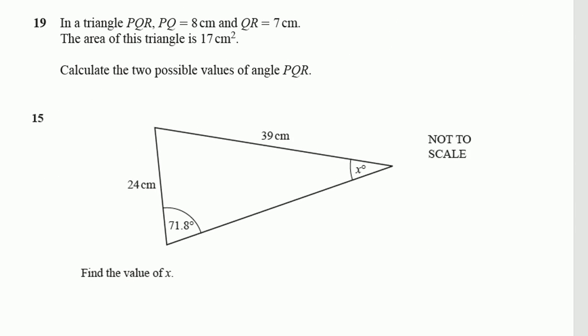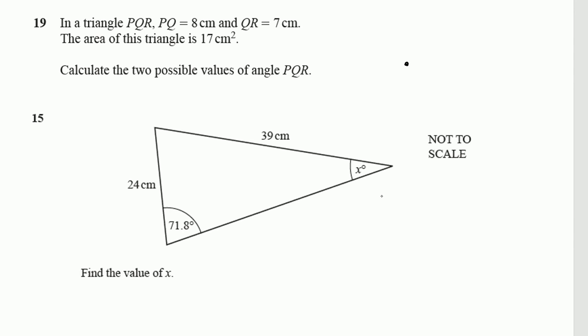Now this next question is an example of where we're going to have to look for two possible values of an angle. This is the principle that there can be acute and obtuse solutions for a sine question. So let's go through and see what we've got. In a triangle PQR, PQ is 8 and QR is 7, and the area of the triangle is 17 centimeters squared. So, we want to find possible values of the angle PQR.